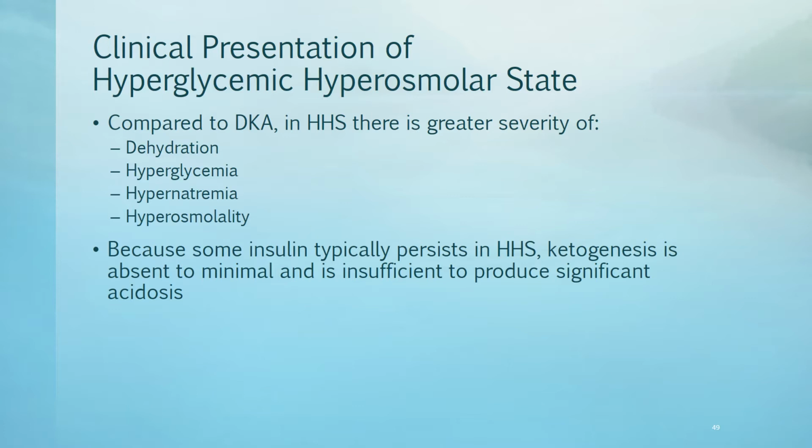Some of this insulin typically persists because they do have that insulin. It will persist in HHS states, and because it's a slow process, ketosis is absent to minimal and is insufficient to produce significant acidosis. That's why acidosis is something rare in our HHS population.